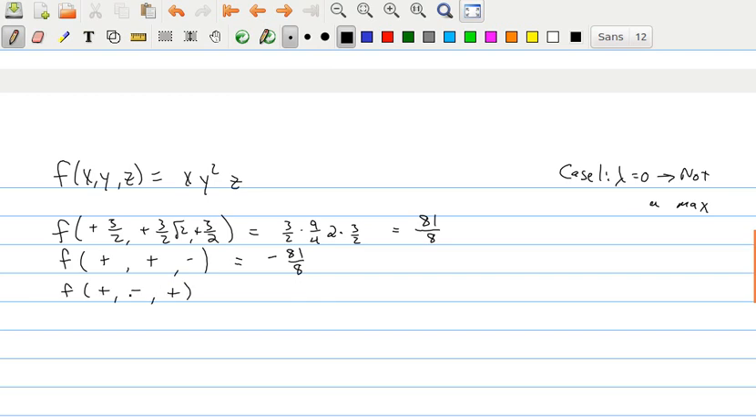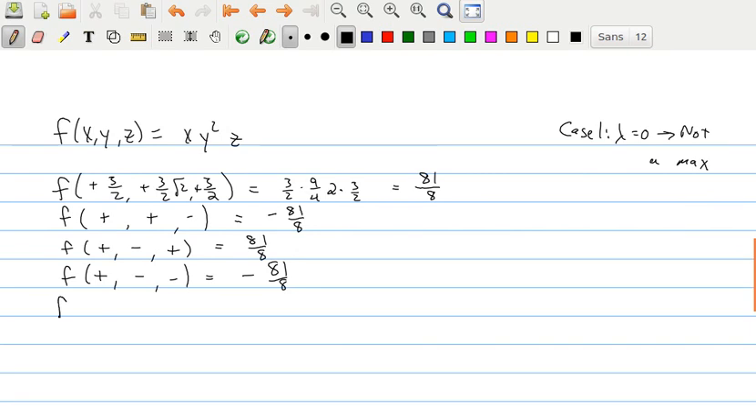If we look at plus minus plus, now here the y is negative. If I square a negative, that's positive. So I get positive 81 over 8. If we change the back 2 signs to negative, well, we have y being squared, and negative squared is positive, times a negative will give us a negative 81 over 8. So 4 down, 4 to go.